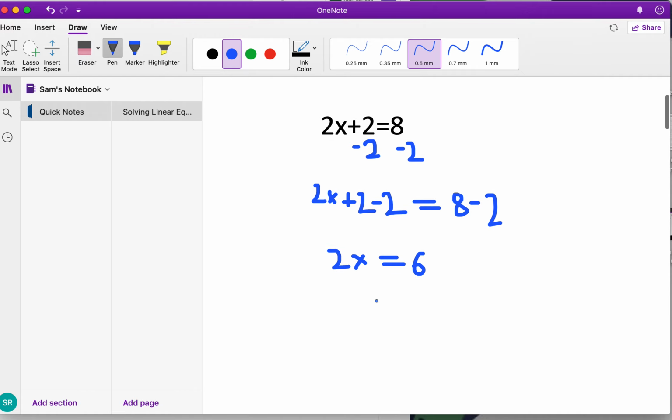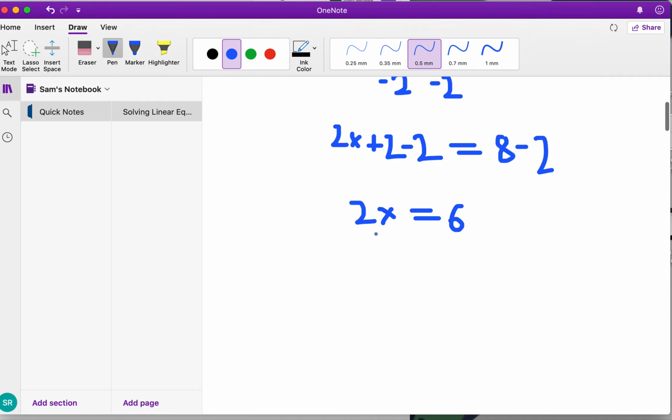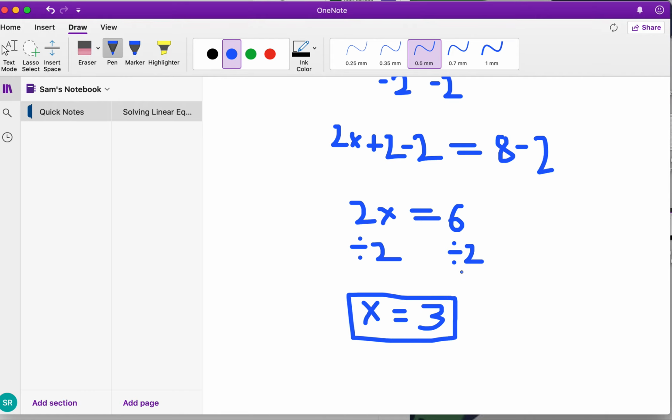Now that we have this, we can isolate our x further by dividing both sides by 2, right? To get rid of this 2x and make it into an x, to find out what x is. So 2x divided by 2 is going to be x. And the same thing on the other side. Remember, because of the equal sign, you always got to do the same thing on the other side. So 6 divided by 2 is going to end up being 3. So x equals 3. So hopefully that makes sense to you guys.